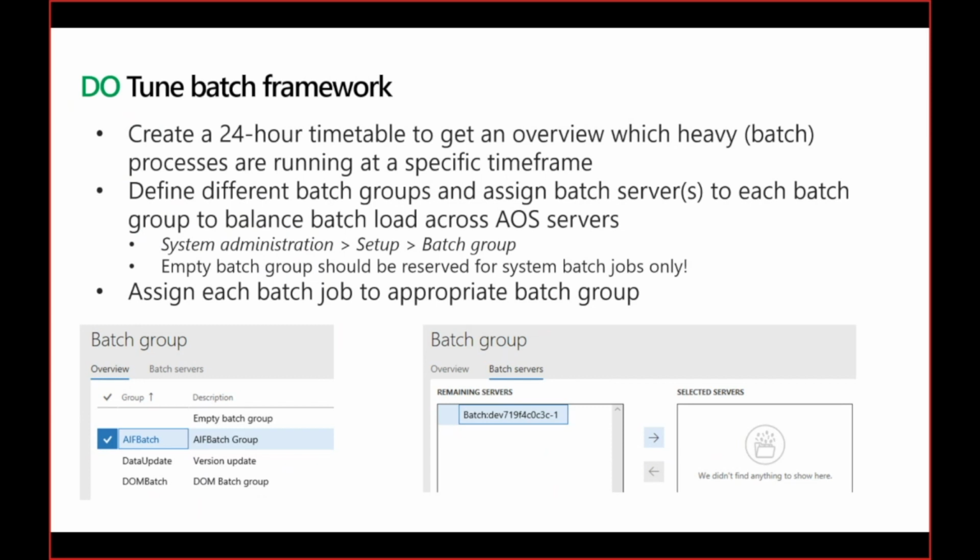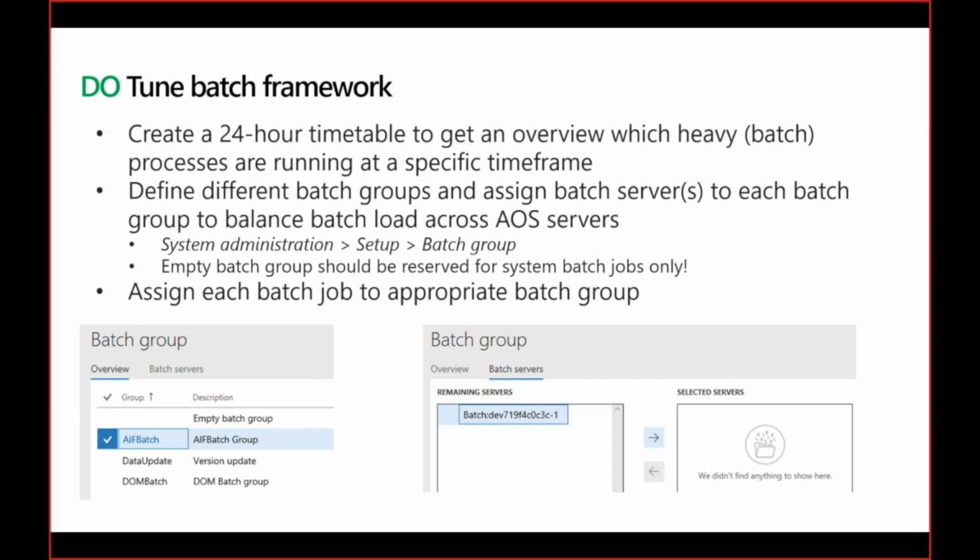And when you do your performance testing throughout the project lifecycle, you can then already take this into account and set up such a performance benchmark using this timetable. So you define different batch groups, and this is also a lot of times not done. The idea of different batch groups is that you can assign specific batch servers to each of these batch groups. This will help you to balance the load across your AOS servers.